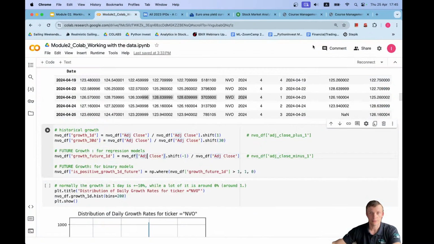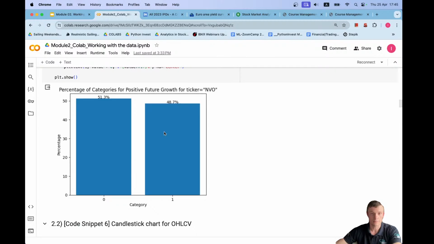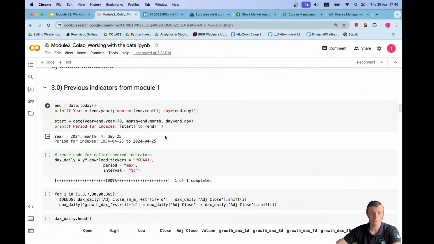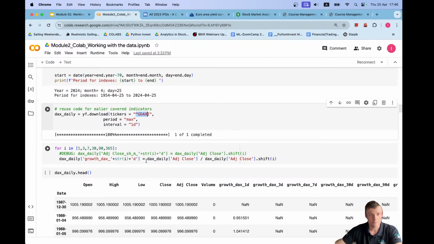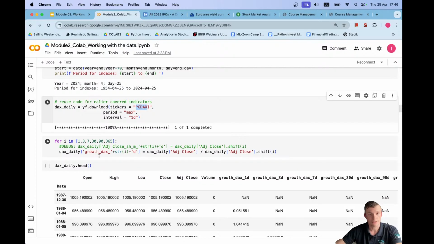The code snippet for this is quite similar. We use the same function to download data from Yahoo Finance. We just specify different ticker names. What is different this time? I calculate growth numbers in a similar fashion to what I showed you just 10 minutes ago. Growth numbers for 1, 3, 7, 30, 90, and 365 periods ago.